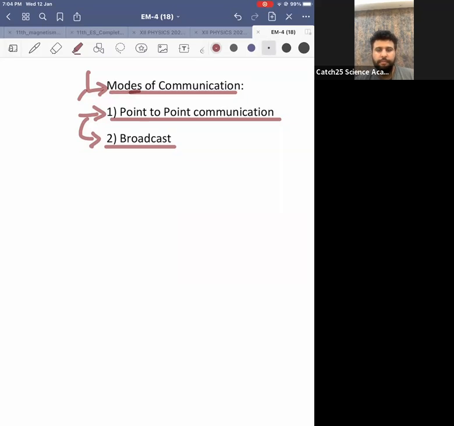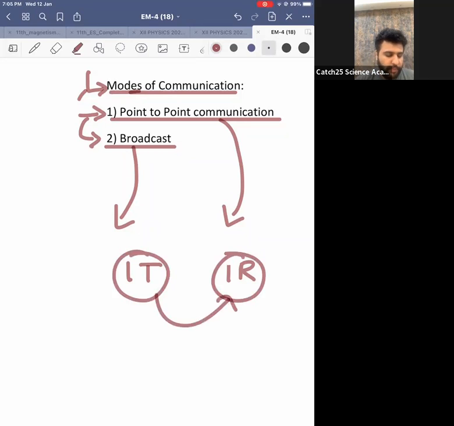Okay, now listen. What is the meaning of point-to-point communication and what is the meaning of broadcast communication? Point-to-point communication means one transmitter, one receiver. For example, if you call someone, listen to me very carefully. If you call someone, how many transmitters? One, because your calling is one. How many receivers? Receiver also is one. Therefore, if it is one transmitter and one receiver, it is point-to-point communication. Or when you send a message to a single person, it is called point-to-point communication.